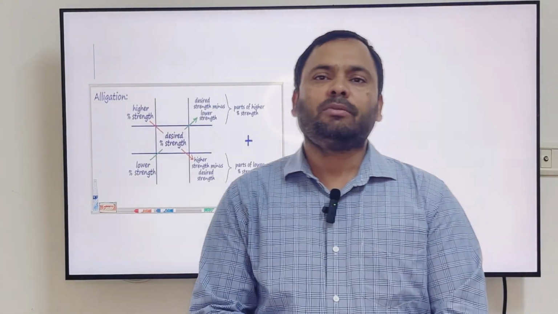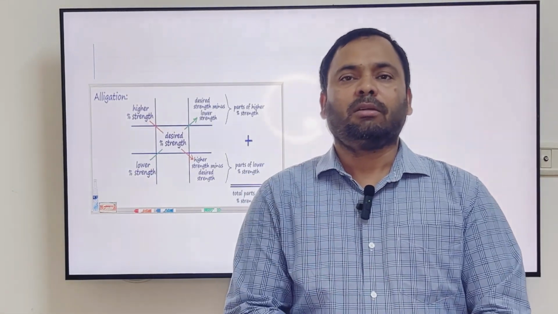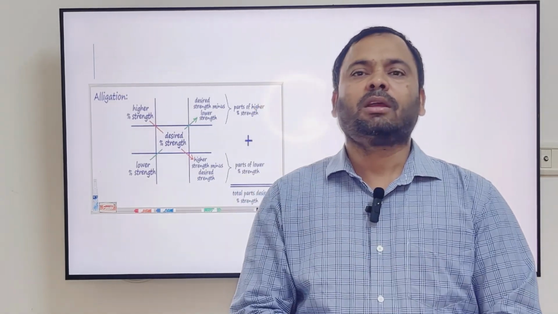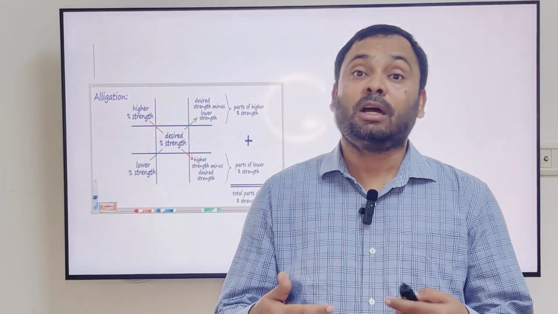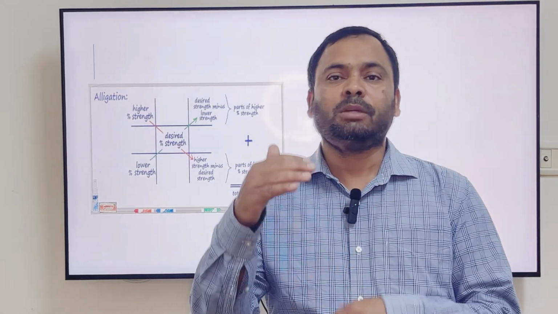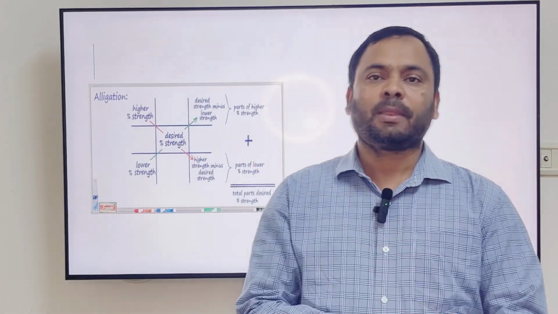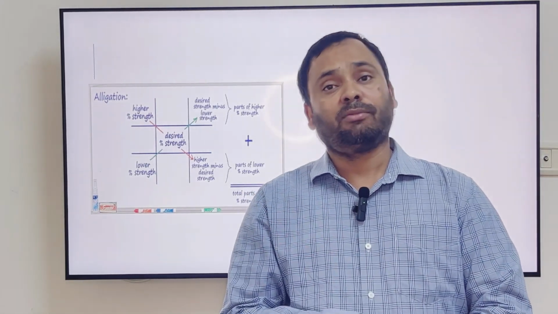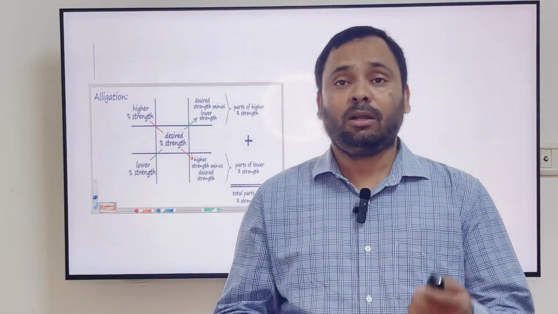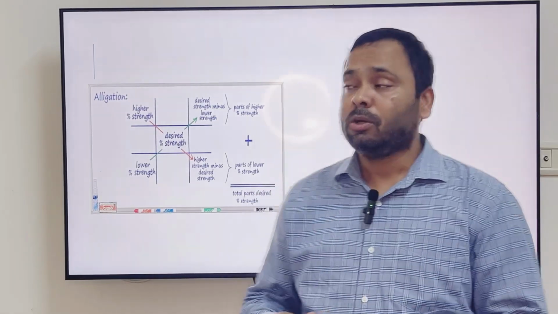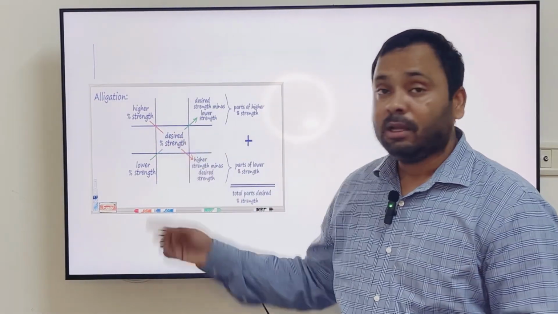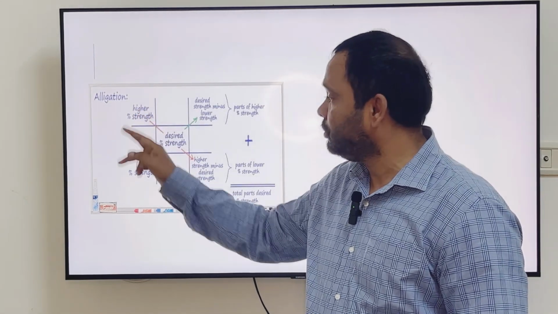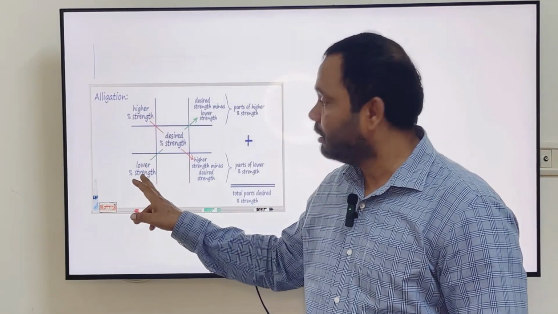In the alligation method, we are given two concentrations, that is the highest concentration and the lowest concentration, and we are given the desired concentration, which is in between the highest and lowest concentration. We have to calculate how much amount I have to take from the highest concentration and the lowest concentration to mix together to get the desired concentration. In this method, we are putting the highest concentration at this position, the lowest concentration here, and the desired here.